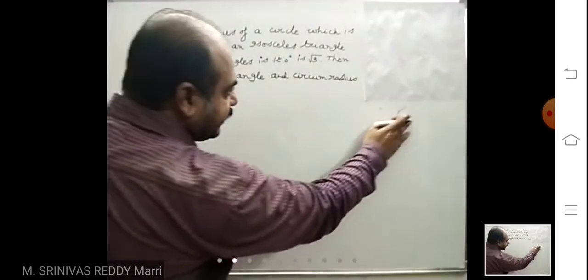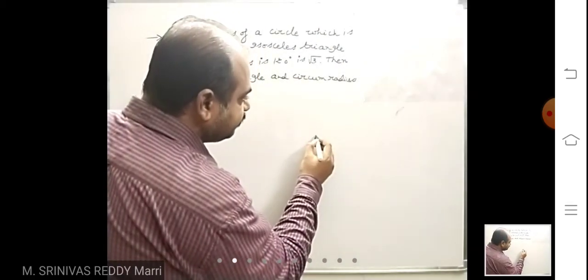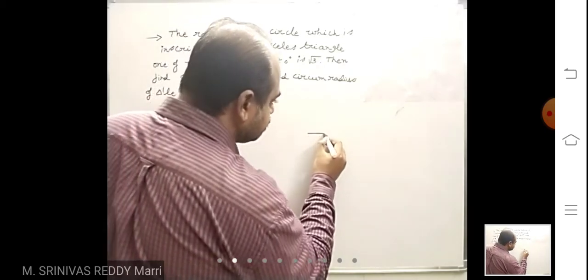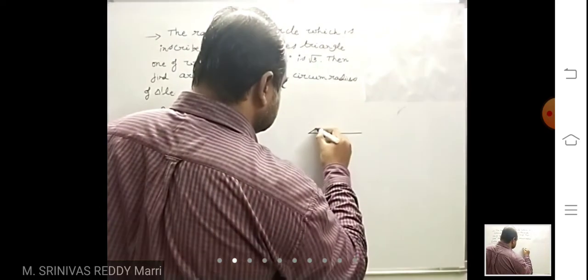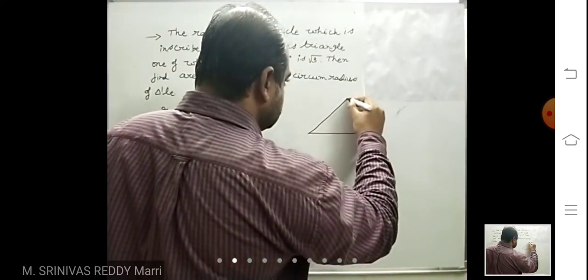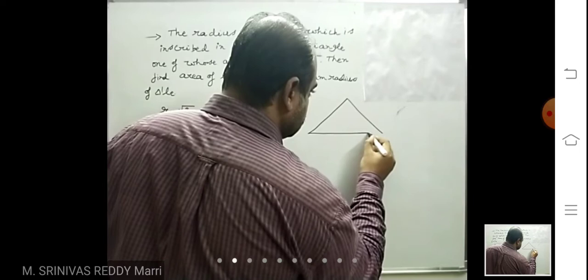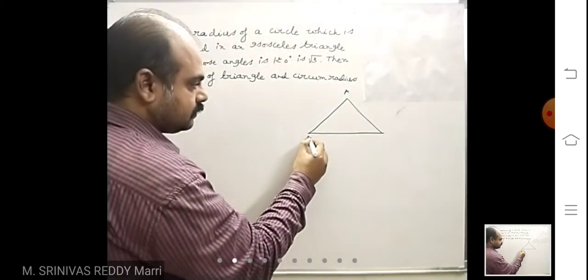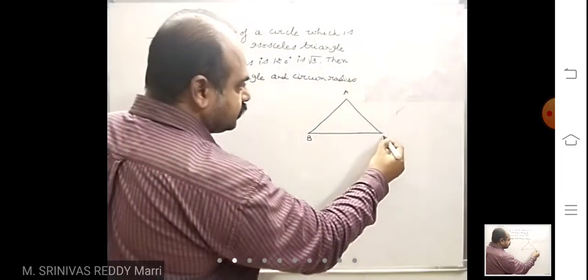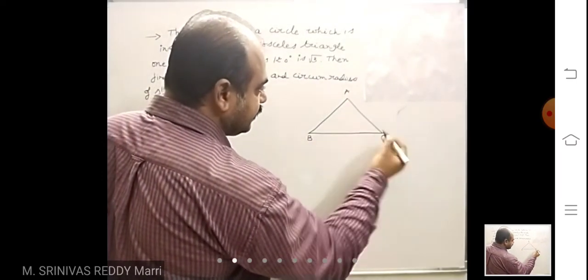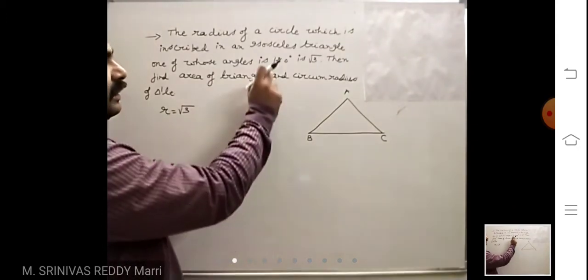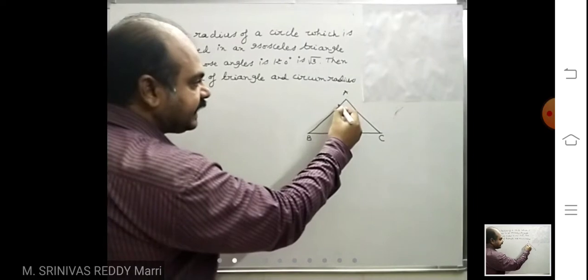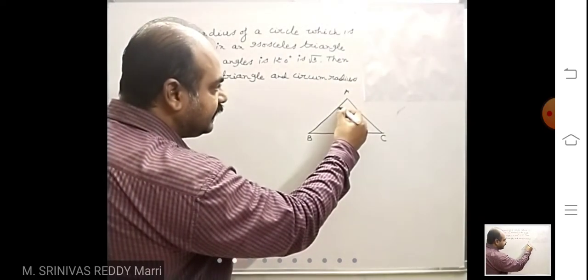Look at, I am drawing the triangle. From the diagram, we will solve this problem. Look at, an isosceles triangle is there. So this is the isosceles triangle. Look at, one angle is given. This is obtuse. Obtuse angle means it will be the vertical angle.